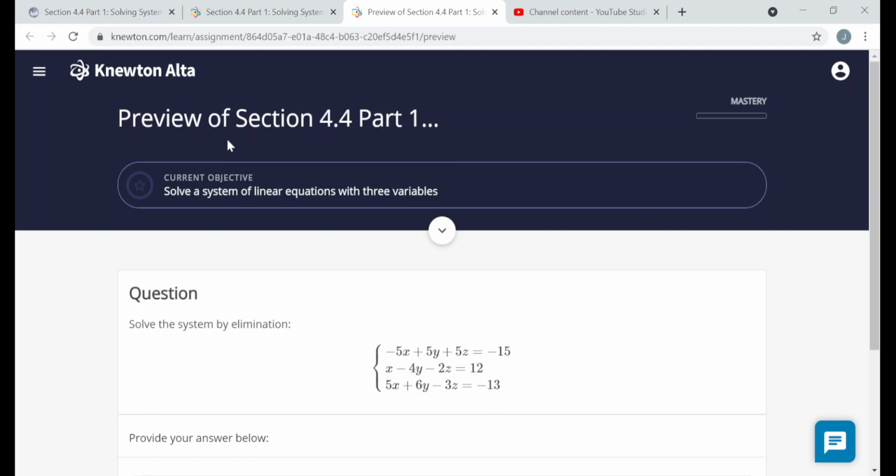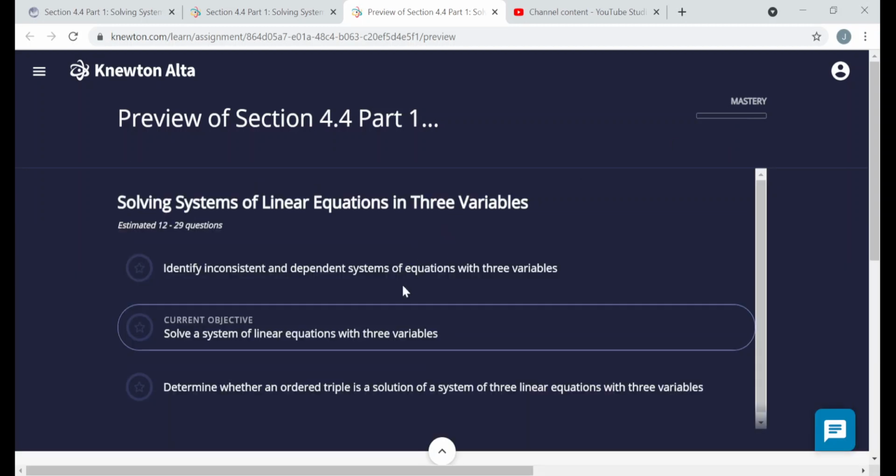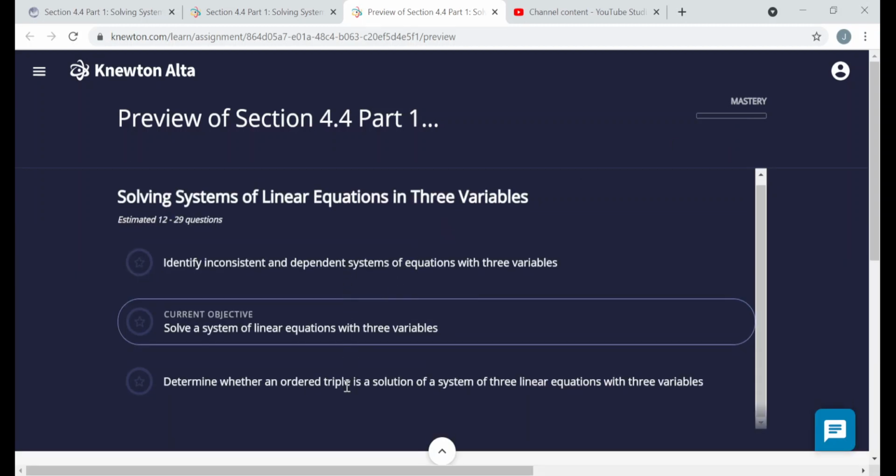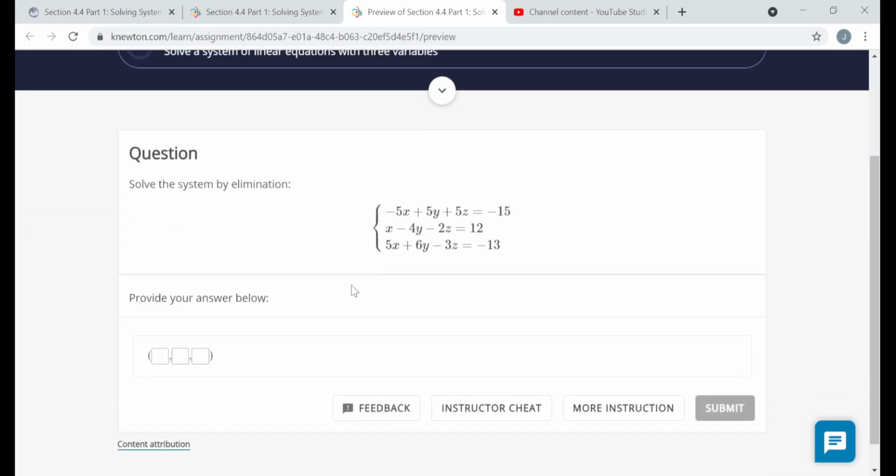So here's a page with the assignment. You will not be seeing the word preview. Right? What you will see is just the title of the section and the mastery bar telling you how far along you've gotten. The objectives here. This section has 3 objectives. Question below on a particular objective where you enter your answers. There's a feedback box that you can send feedback to Knewton if you wish.